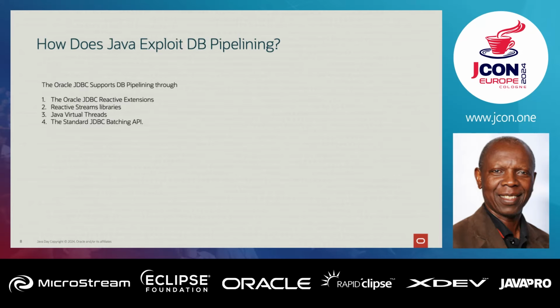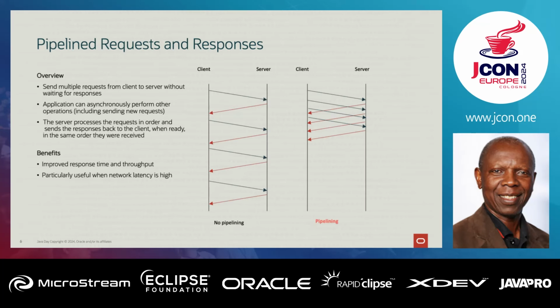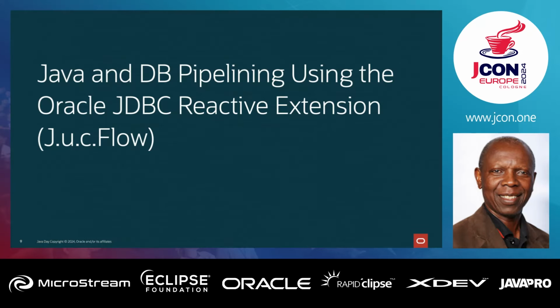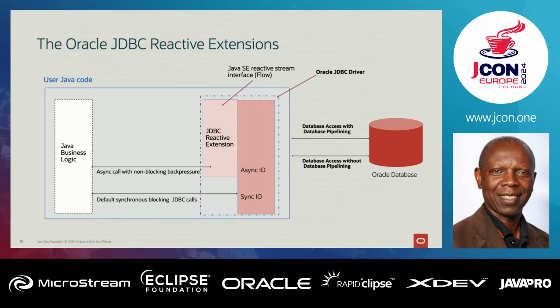So the question is, how do you do that in Java? And that's where we will look at those APIs. Okay, so first, let me explain. I need to go back first here. So we say you need to issue the request and it returns immediately, which means on the client side, you need an asynchronous mechanism. You need an API which is async or reactive. Okay, so that's why I'm going to start by showing you what we are calling the JDBC reactive extension.